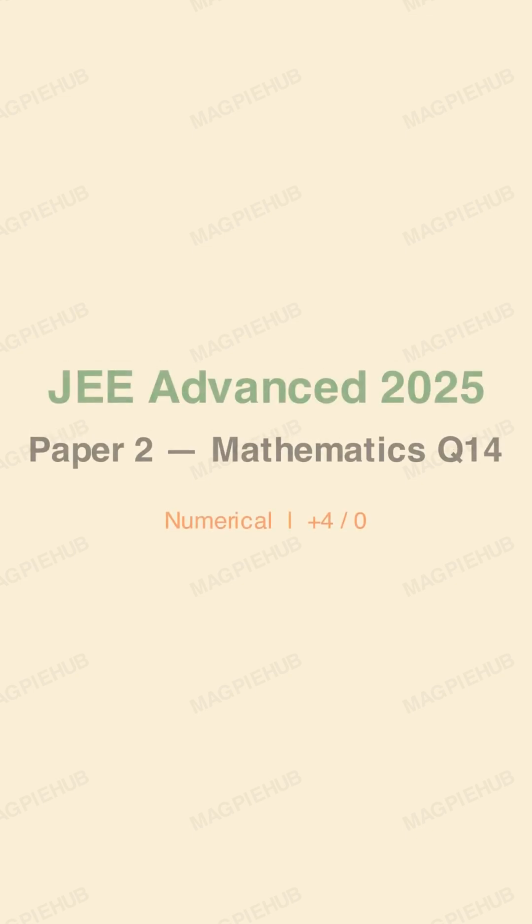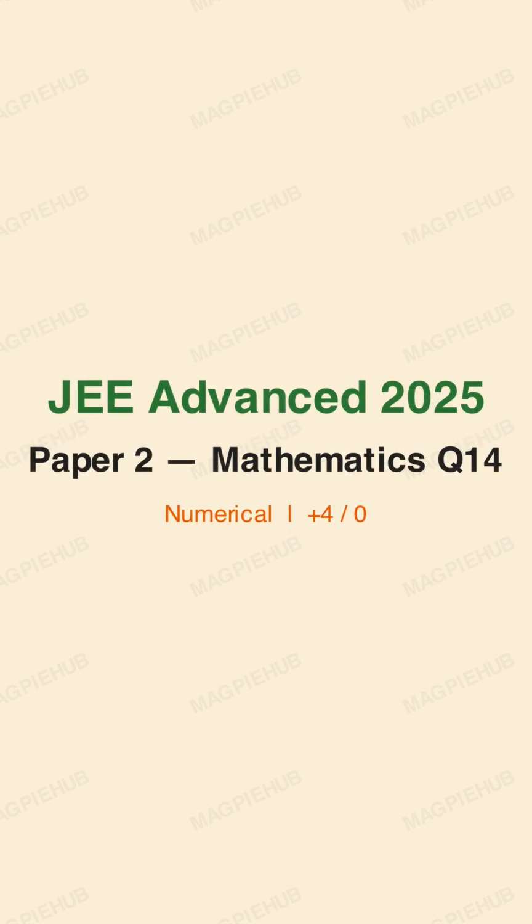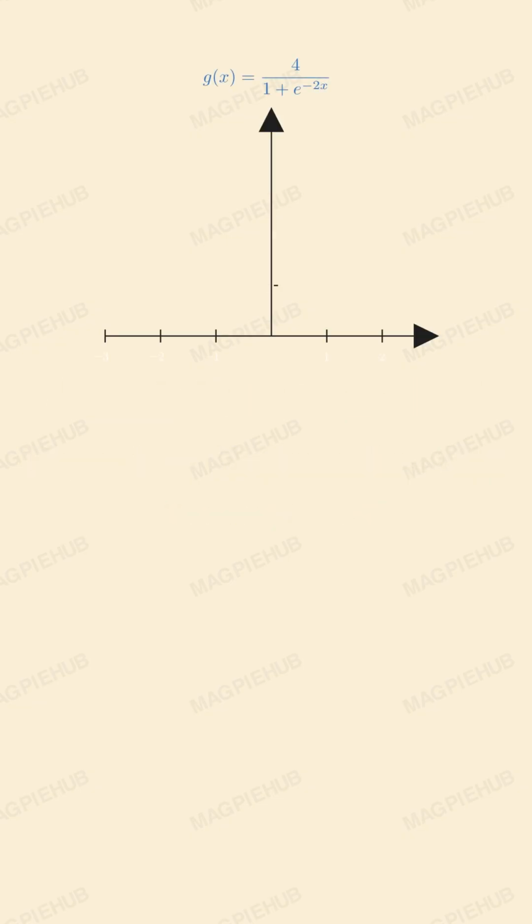JEE Advanced 2025, Paper 2, Mathematics, Question 14. This is a numerical type question. Let us visualize the two functions. g of x equals 4 over 1 plus e to the minus 2x is a sigmoid function with range from 0 to 4. Notice that g of 0 equals 2.